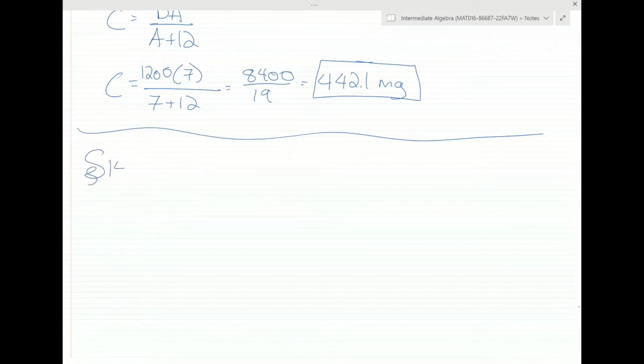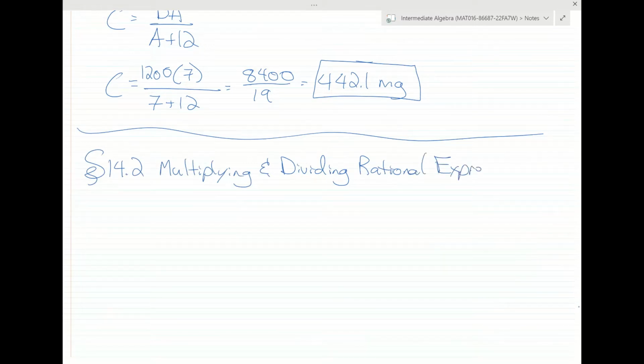Section 14.2, we're going to be multiplying and dividing rational expressions. I'm going to break this up into two parts, multiplying and dividing. I'll show you how to do both.